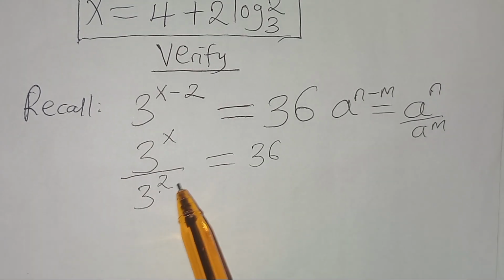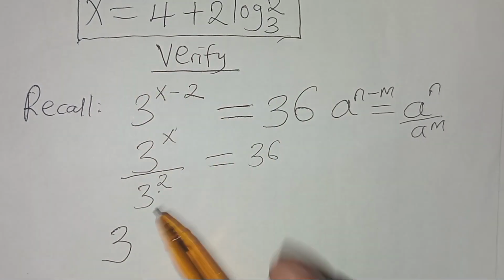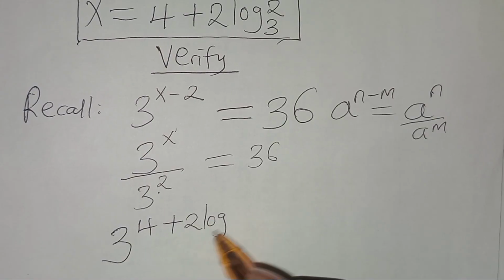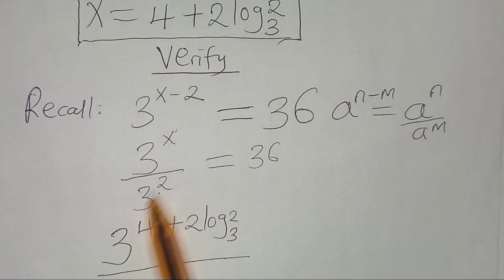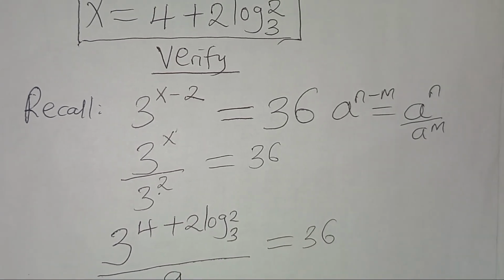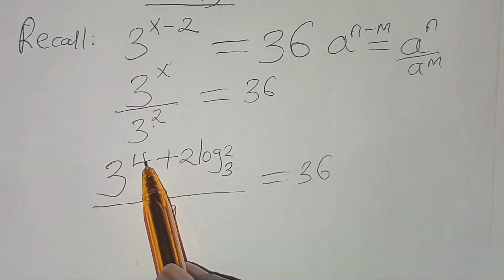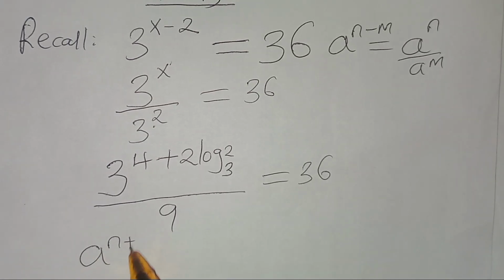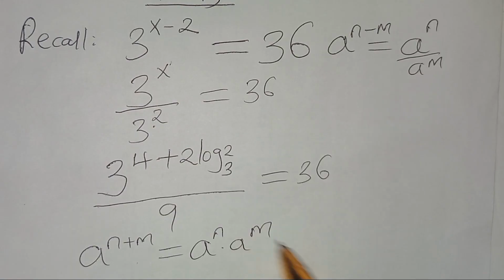Now, 3 to the power x, let's substitute the value of x, which is actually 4 plus 2 log 2 to base 3. This is divided by 3 squared, which is the same thing as 9. This should give us a value of 36. Now, here we have two parts: 3 to the power 4 plus 2 log 2 to base 3. This is in the form of a to the power n plus m, which we can transform as a to the power n multiplied by a to the power m.